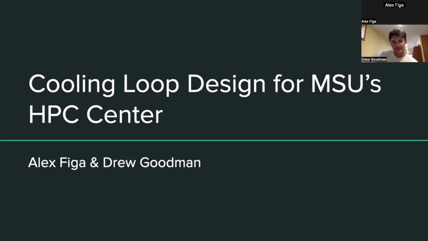This is the cooling loop design for the MSU Computer Center using the shell and tube heat exchanger. I am Drew Goodman. And I'm Alex Figa.